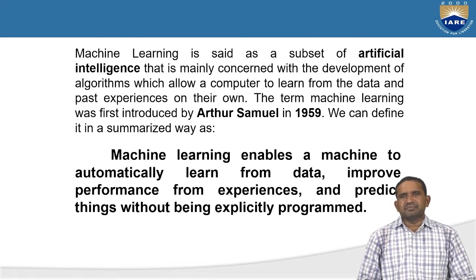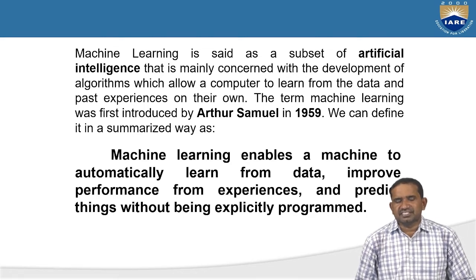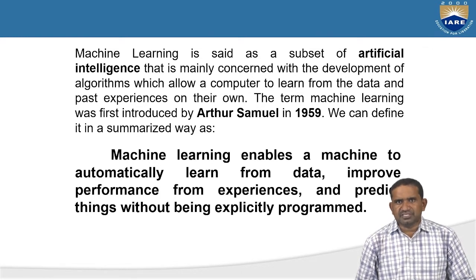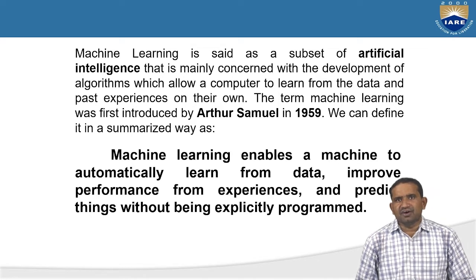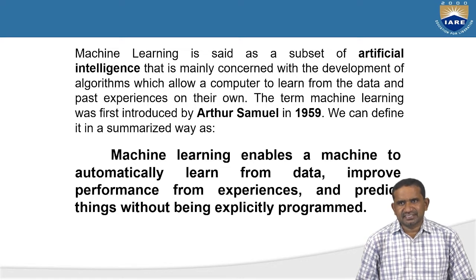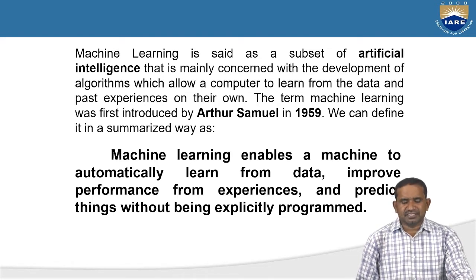So finally, what is the meaning of machine learning? As per Arthur Samuel, a research scientist, in 1959, how is it defined? Machine learning enables a machine to automatically learn from data, improve performance from experience, and predict things without being explicitly programmed.